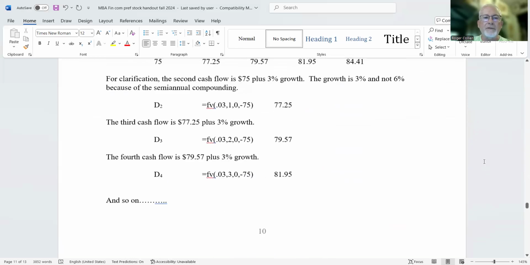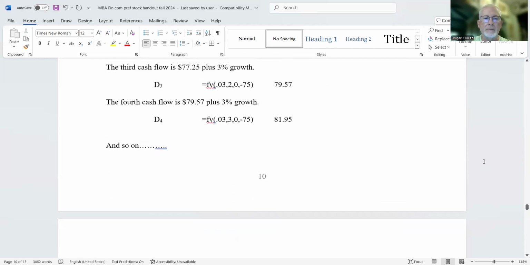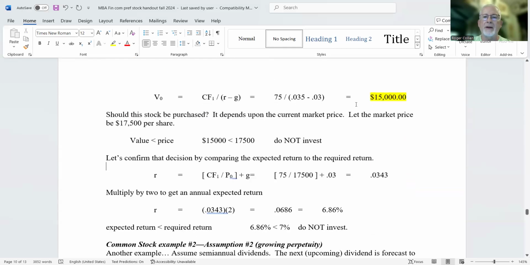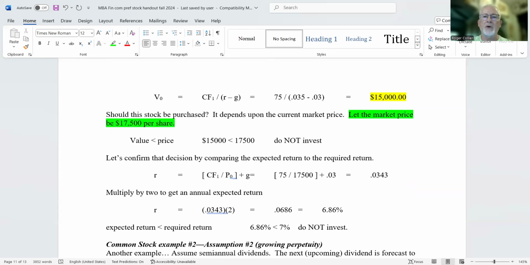Okay, now the problem said somewhere, I've lost it, sorry. Oh, there it is. Let the market price be 17,500 a share. So in this case, value, 15,000, is less than price, 17,500. Do not invest. Right? Same thing we've done over and over. Only now we're assuming that those dividends are growing.